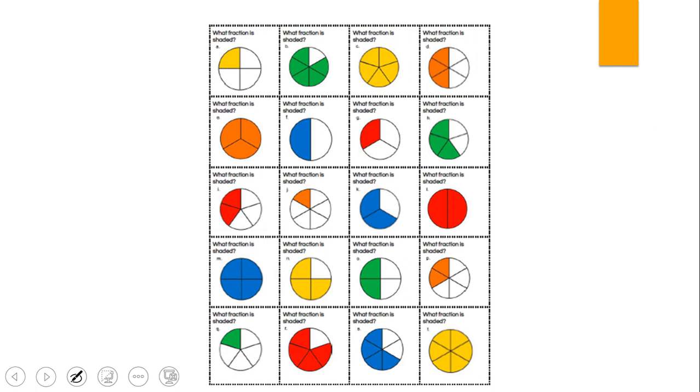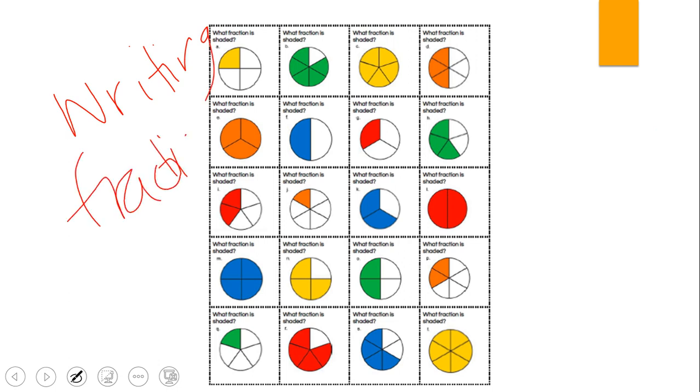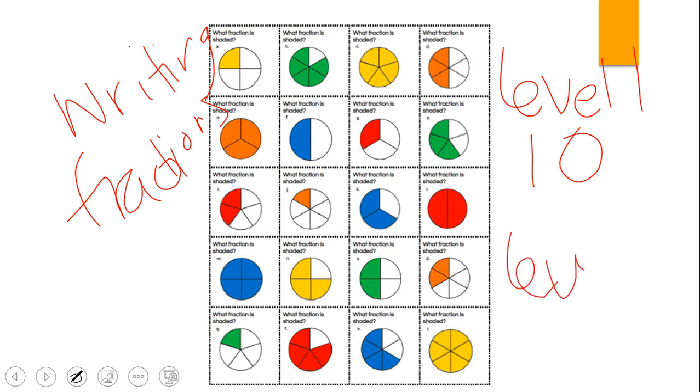Then you're going to do this page, which is called Writing Fractions. Okay, and what you need to do is you're only going to do half of it. If you want to do the whole page, there's a level 1, which is 1, 2, 3, 4, 5, 6, 7, 8, 9, 10, 11, 12, 13, 14, 15, 16, 17, 18, 19, 20. Level 1, which is 10 questions. Level 2, which is all 20. Okay, your choice to choose level 1 and do 10 questions, or level 2 and do 20 questions. So it's up to you.